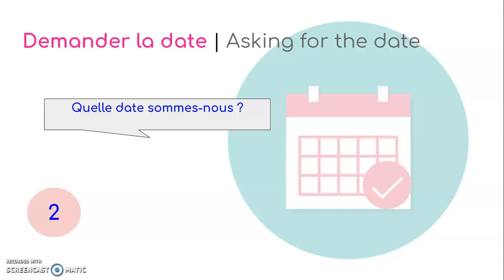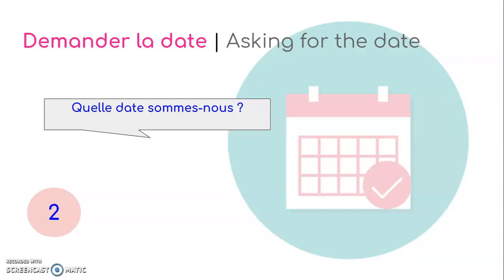Quelle, as we've seen earlier, means which. Date, as we also saw earlier, means date. Sommes means are. And nous means we. Quelle date sommes-nous? It's almost as if you were saying, which date are we? I know it sounds a bit strange when we translate it literally in English, but if we were to translate it properly, it would translate to the same thing. What's the date?